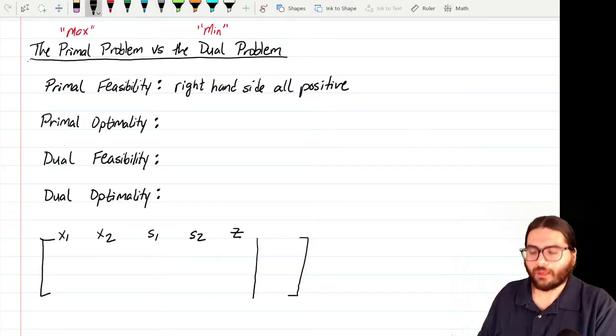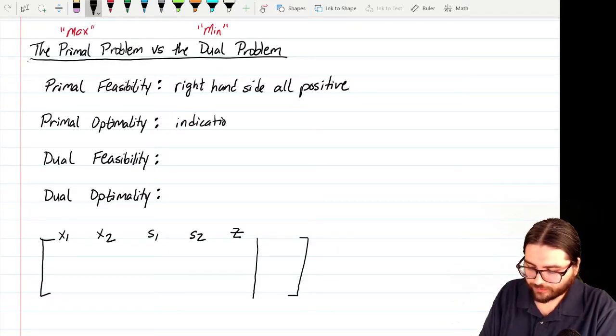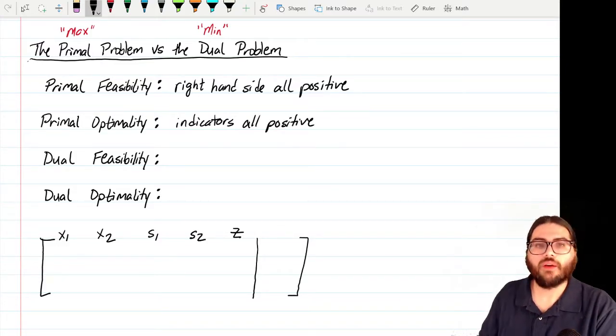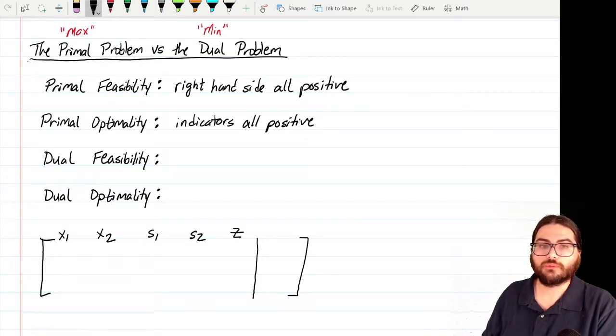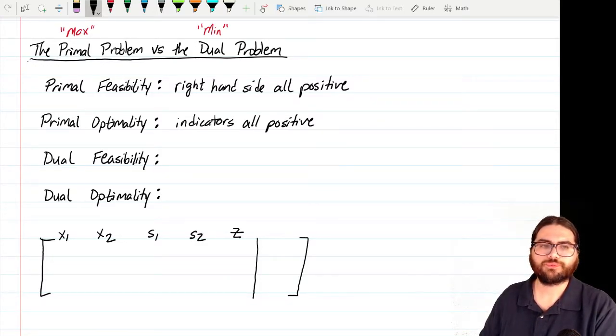And we looked for optimality, we looked for indicators. Those were the numbers on the bottom row. I can't spell today. And when they were all positive, that meant that we were looking at the optimal solution. Right? So that's how we determined primal optimality. When were we at the optimal solution?